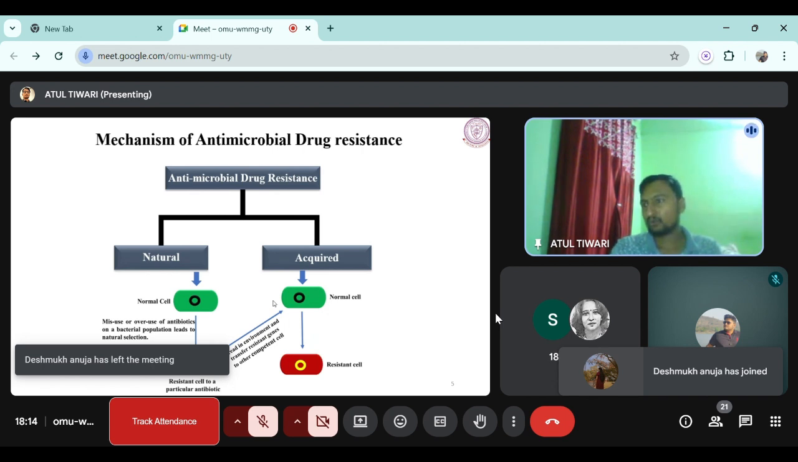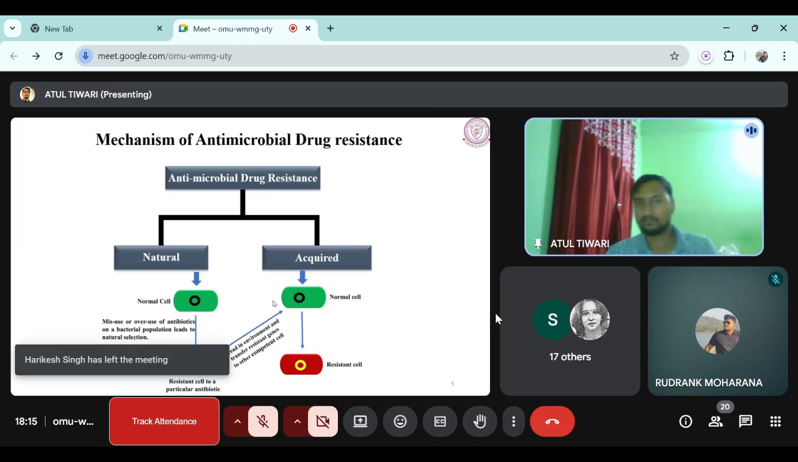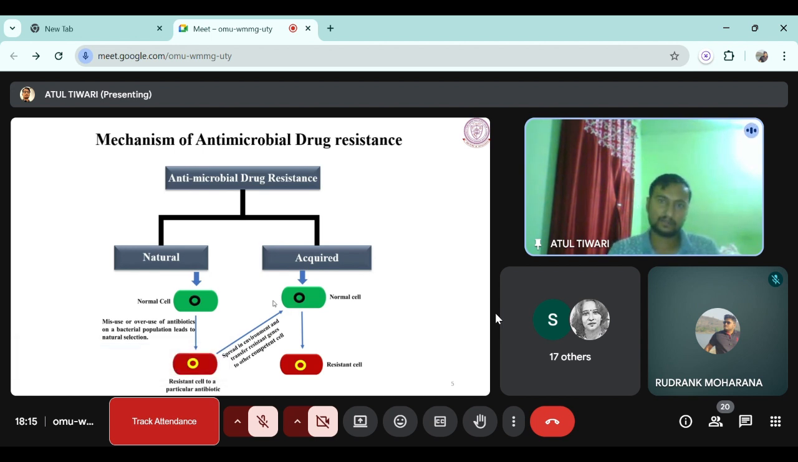This happens by means of conjugation, transduction, and different types of generational processes. But in the other scenario, sometimes these bacteria spread in the environment and transfer resistance to other competent cells and convert them to resistant cells. So there are two means of evolving antibiotic drug resistance among microorganisms: one is natural and the second is environmental.